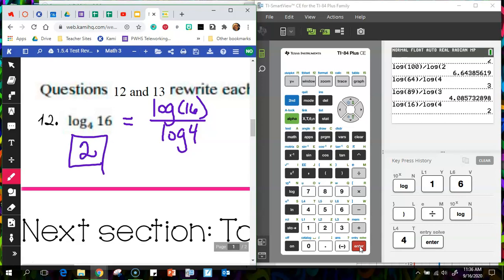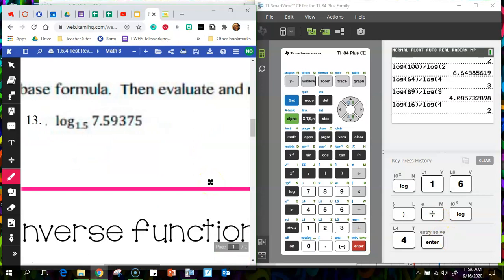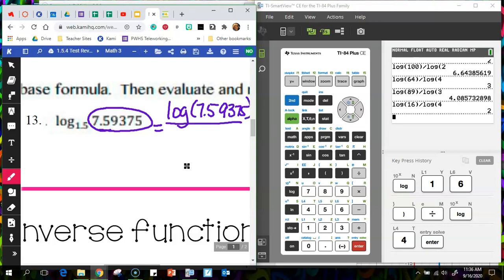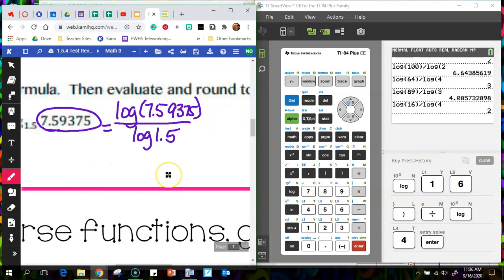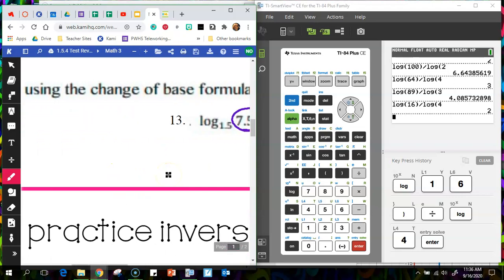Okay, and then did we have a 14? No, we just had 13. So again, let me show you what you'll enter in your calculator. This number is the one that goes on top when you do the change of base. So it's log 7.59375, close parentheses, divided by log, and that is a 1.5, I think. So you put that in your calculator and see what you get, and round to 3 decimal places.